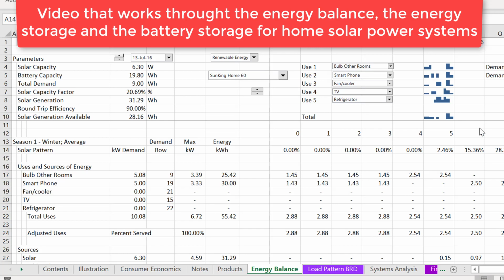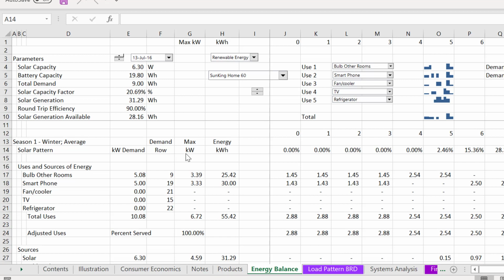Okay, this is part 3 of the video on home solar power systems. Now, for me, this is by far the most important part. In this part of the video, I'm going to walk through, and I've done it elsewhere, but this time, for once, I'm going to try to do it slowly.